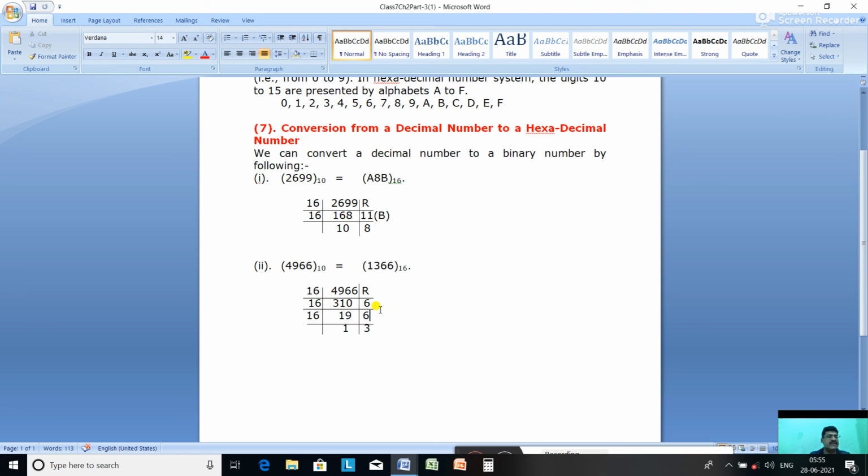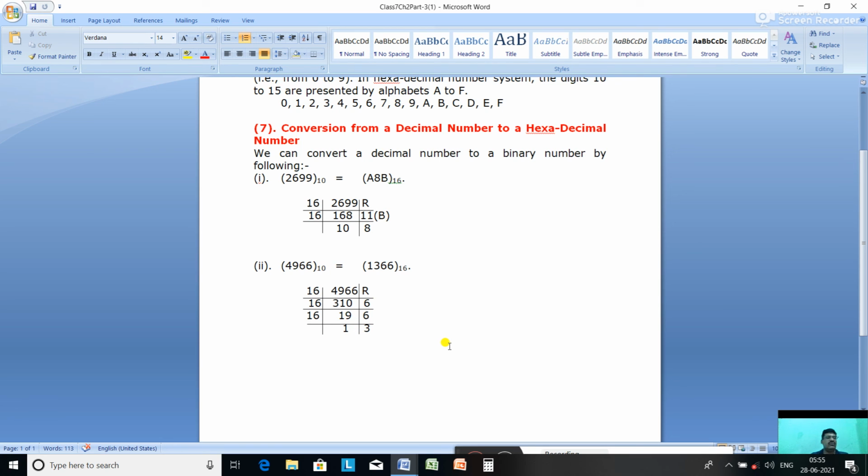So the remainder comes 6. Now divide 310 by 16. How many times? 19 times. Okay. The remainder will come 6. Again 19 divided by 16. How many times? 1 time. So what is the hexadecimal equivalent of 4966? 1366.